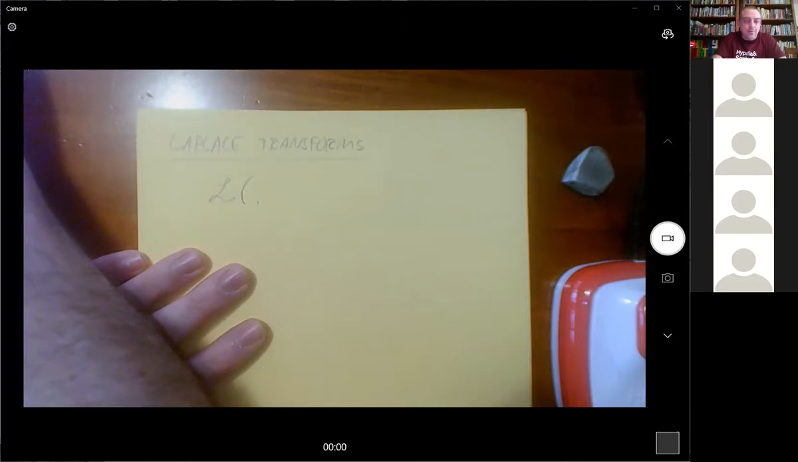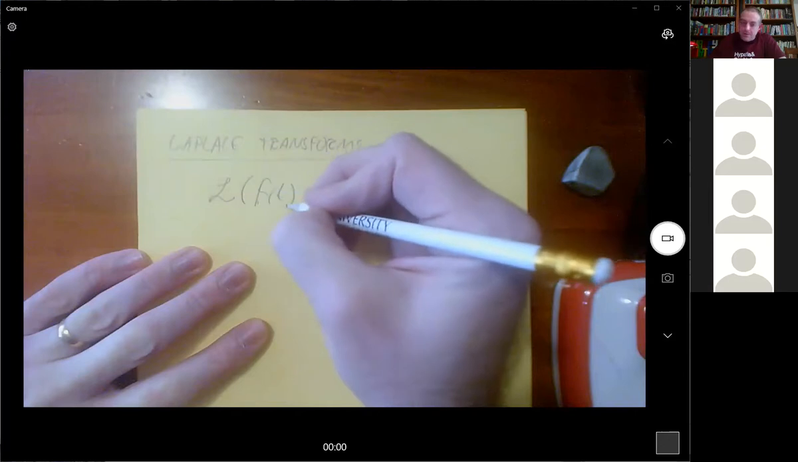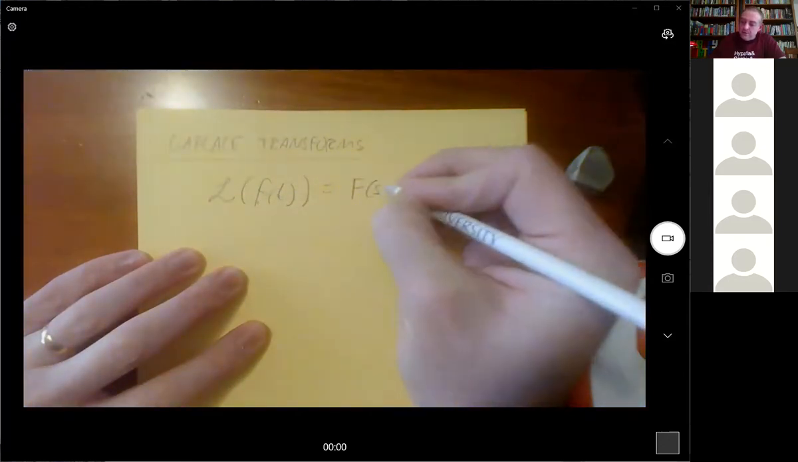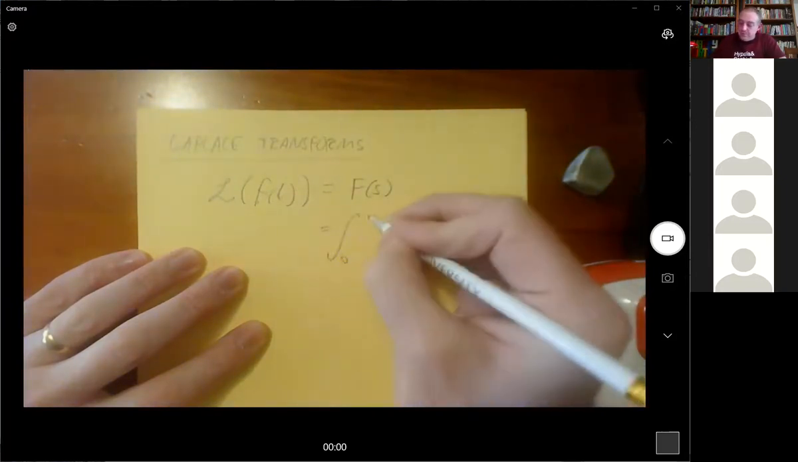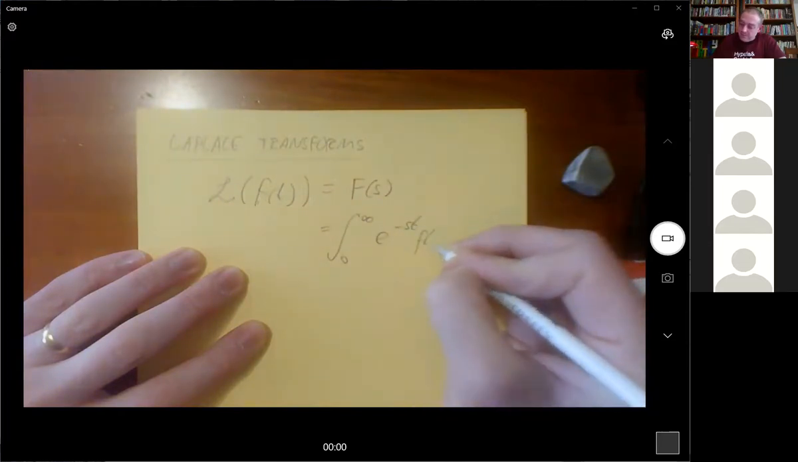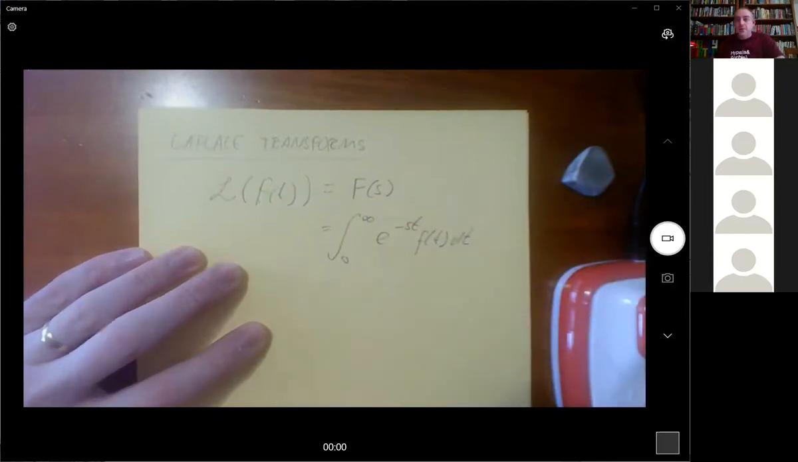I'm just trying to find the definition. The Laplace transform of a function of t is called traditionally capital F, and it is the integral from 0 to infinity of e to the minus st f of t dt.